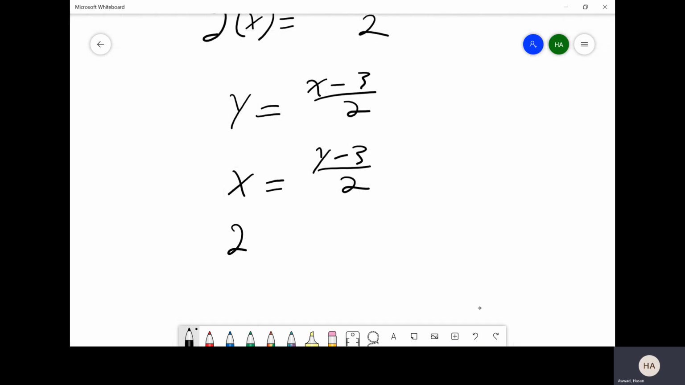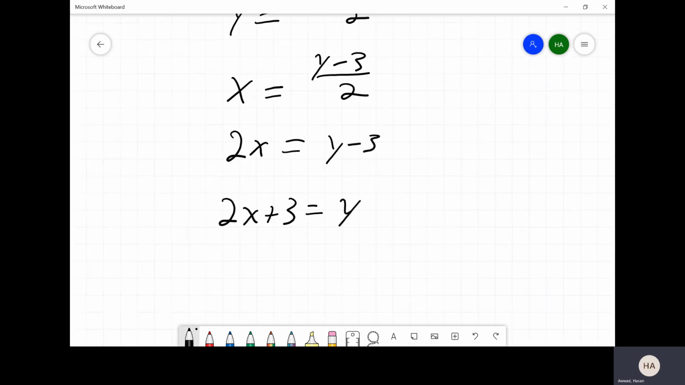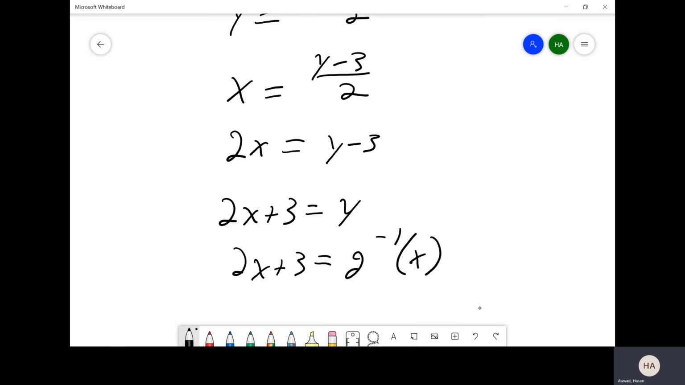So solving for y, we multiply both sides by 2. We get 2x is equal to y minus 3. And solving for y, I add 3 to both sides. I get 2x plus 3 is equal to y. And as a result, we can now say 2x plus 3 is equal to the inverse of g. So the inverse function here.